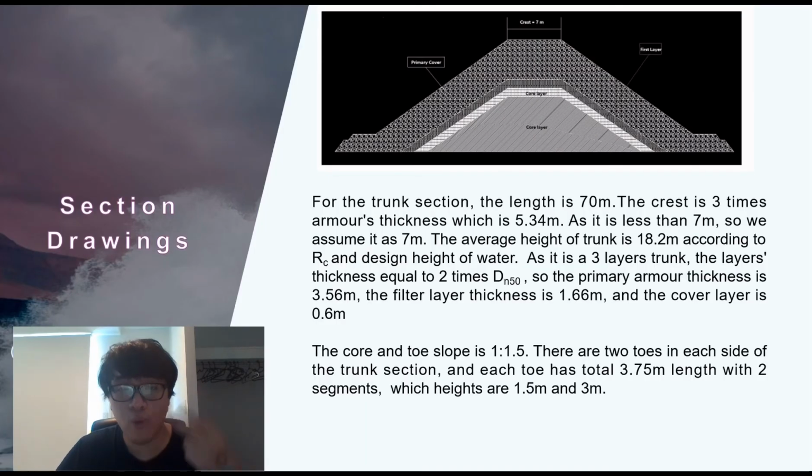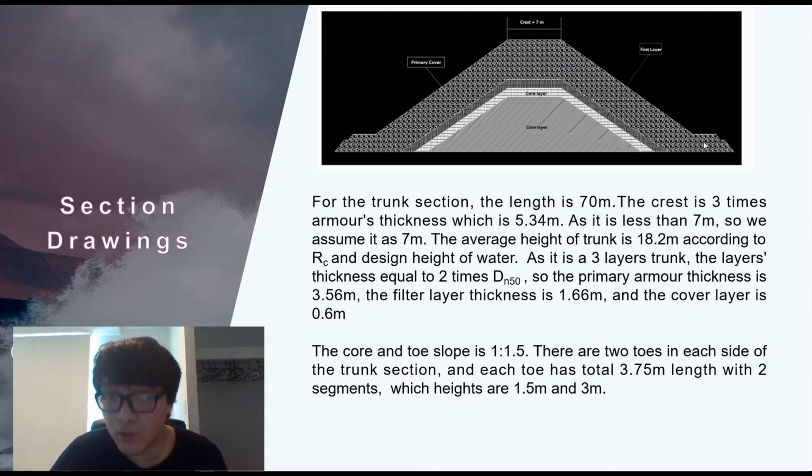In this design, we have two sections, the trunk section and the head section. For the trunk section, the length is 70 meters, the crest is 7 meters, and the average height of the trunk is 18.2 meters, according to RC and design height of Waterloo. As it is a 3-layers trunk, the layer thickness equals 2 times DN50 of each layer. As for the core and toe slope, it is 1 to 1.5.